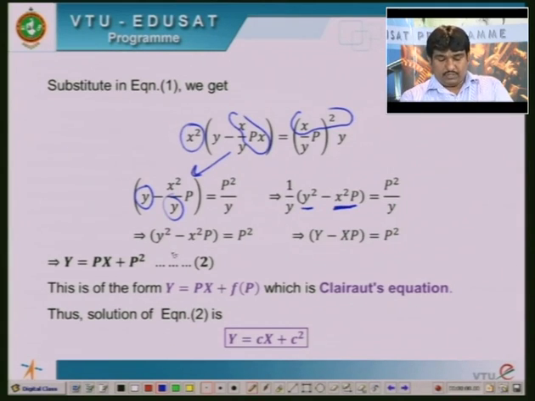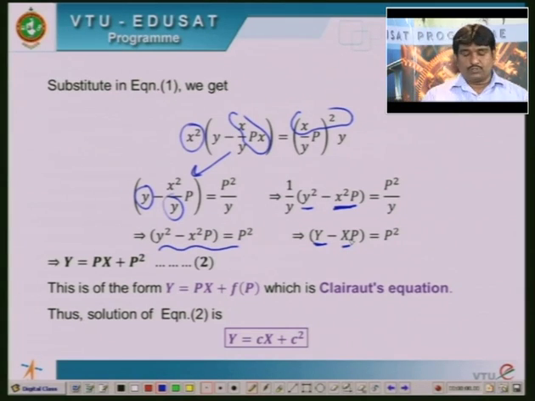So this equation after this stage becomes small y square minus x square into P equals P square. You know that small y square is capital Y and small x square is capital X. So capital Y minus X into capital P equals P square. This is in Clairaut's form, Y equals PX plus f of P, where P square is f of P.